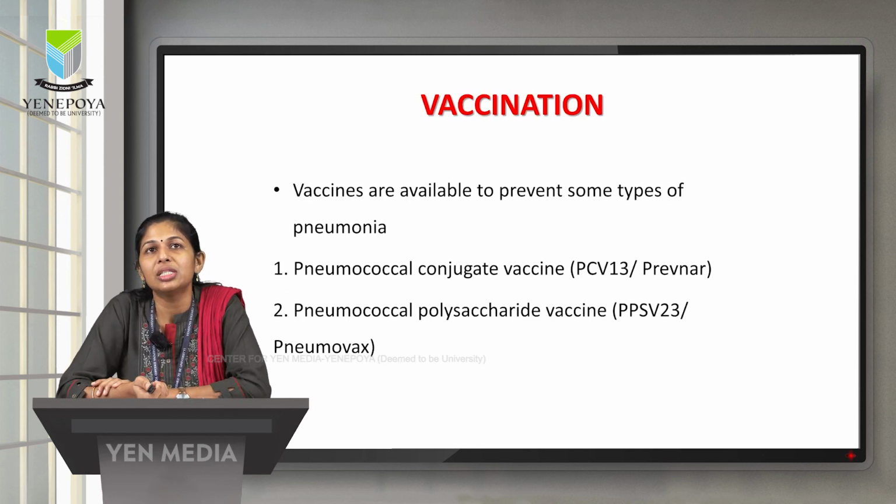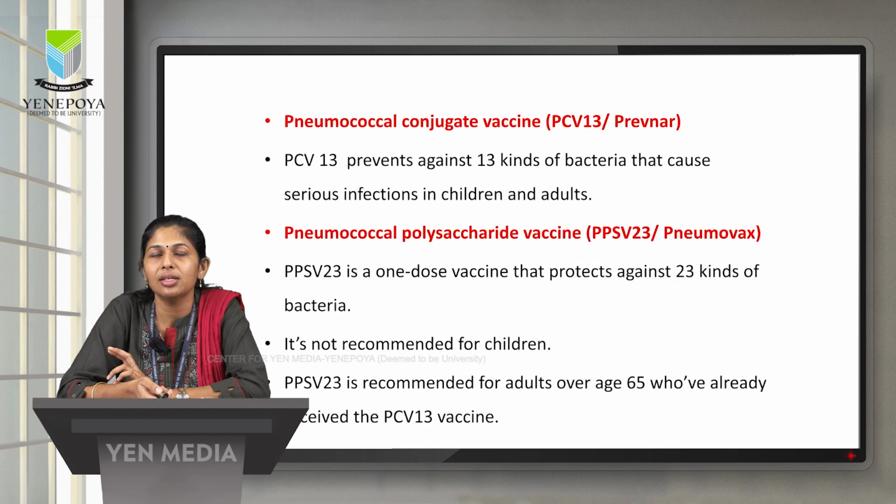Now we are going to discuss the vaccination method. Apart from antibiotic and antiviral therapy, mainly 2 types of vaccinations are available. First one is pneumococcal conjugate vaccine. Next one is pneumococcal polysaccharide vaccine. So what do we mean by pneumococcal conjugate vaccine? The short form is PCV13.